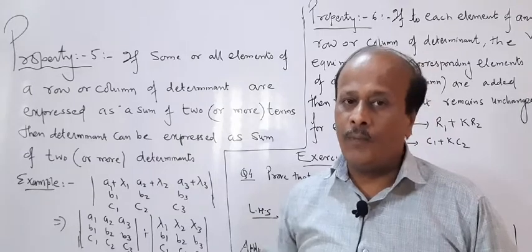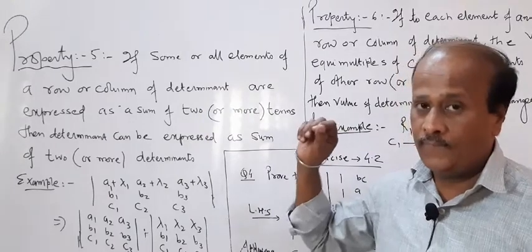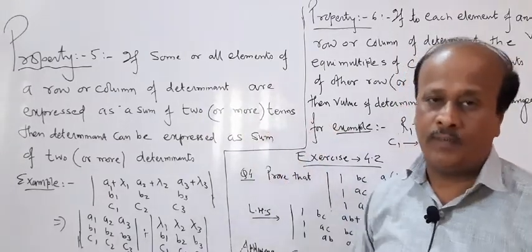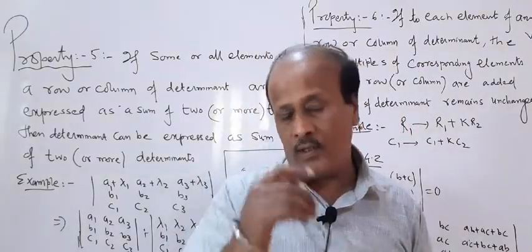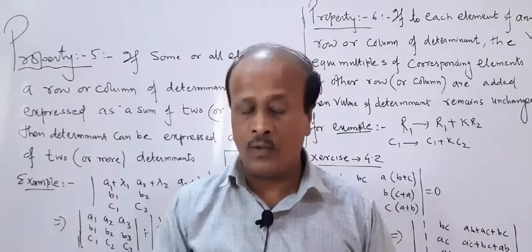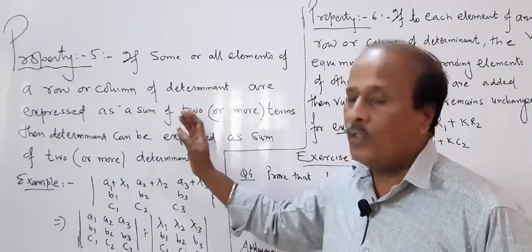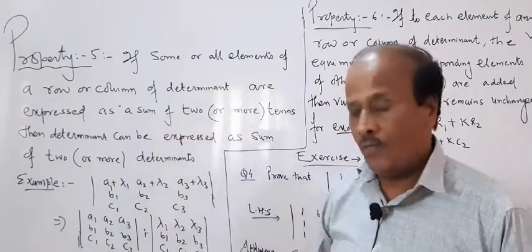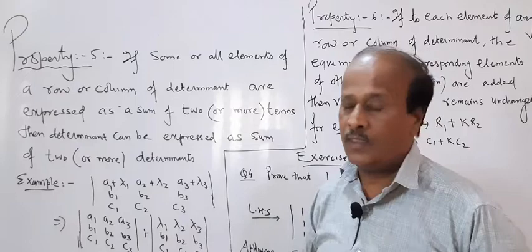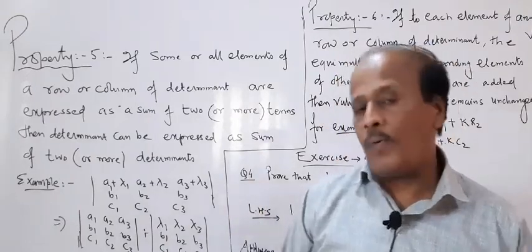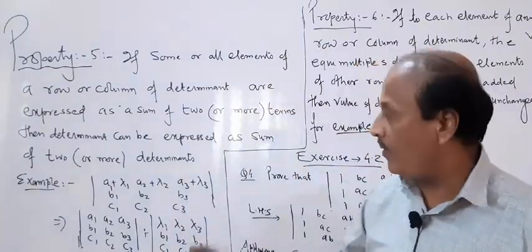Property 1: if you interchange the rows and columns of any given determinant, there will be no change in the value of the determinant. But property number 2 says that if any 2 corresponding rows or any 2 corresponding columns are interchanged, then the value of the determinant will have the opposite sign. Whatever the sign was for the earlier determinant, the value of the new determinant will have the opposite sign. So this is property number 2. Property number 3 says that if any 2 rows or columns have identical elements, then the value of the determinant will be 0.